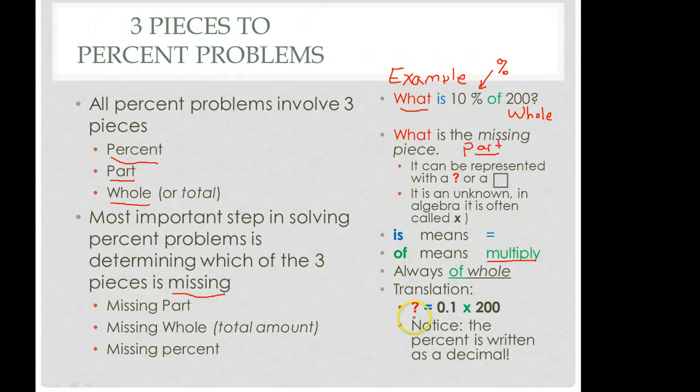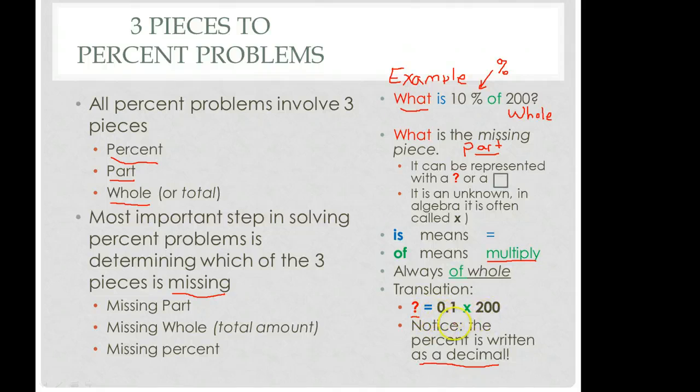Because I want to translate this to math. So when I translate this question to math, what is 10% of 200? I say, what, question mark, is equals 10%. Now notice, I have to convert the percent to a decimal. You must write the percent as a decimal when we convert like this. It's assumed that you're going to automatically convert it to a decimal before you put it into this kind of calculation. So what is 10%? Question mark equals 0.1 of 200, times 200. Part equals percent times the whole.